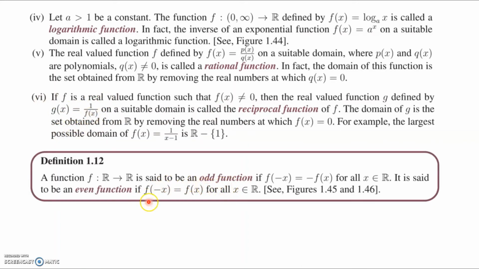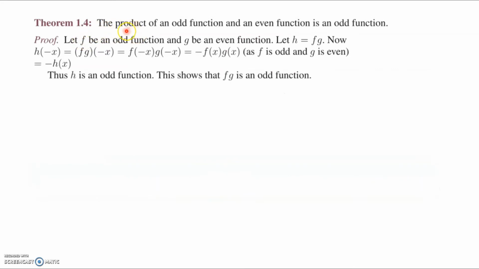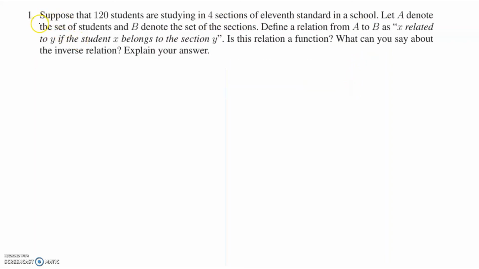Odd function and even function. An odd function is given by the formula f of minus x is equal to minus f of x, whereas for an even function, even if x is a negative value, you will still get the same value of f of x. So this is called an even function. The last theorem in this introduction to functions: the product of an odd function and an even function is an odd function. This can be shown using this proof. Let's move on into the exercise.